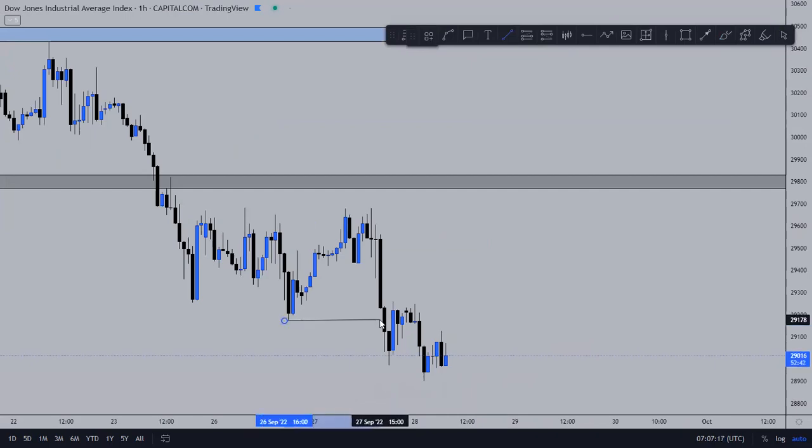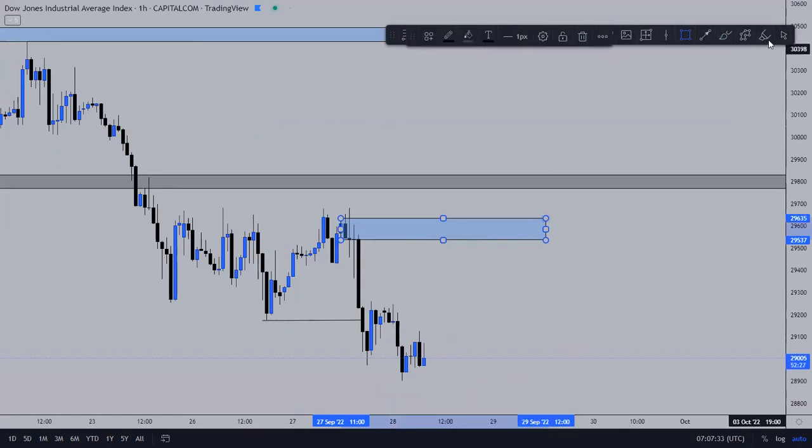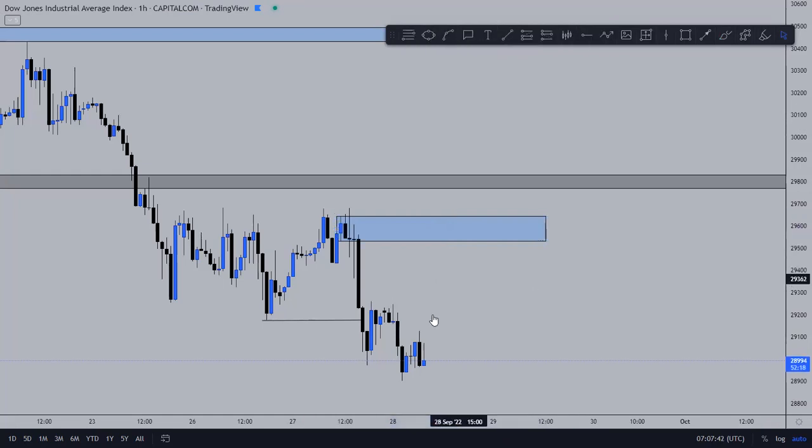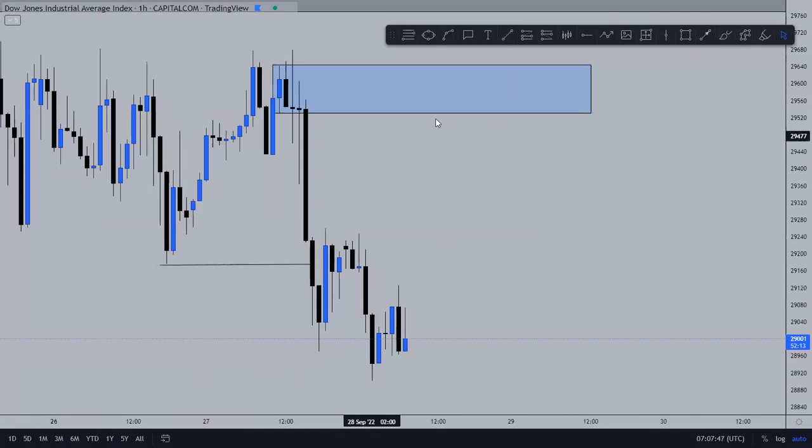Break of structure here. Break of structure. Break of structure. The market left this order block just like the same way gold did. The market left this order block, which also happens to be a supply zone. So after breaking structure, we anticipate the market to come back, tap into our supply, continue going down.